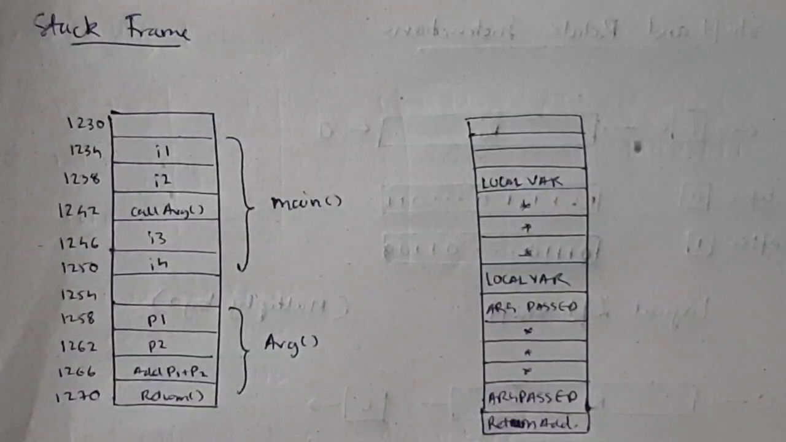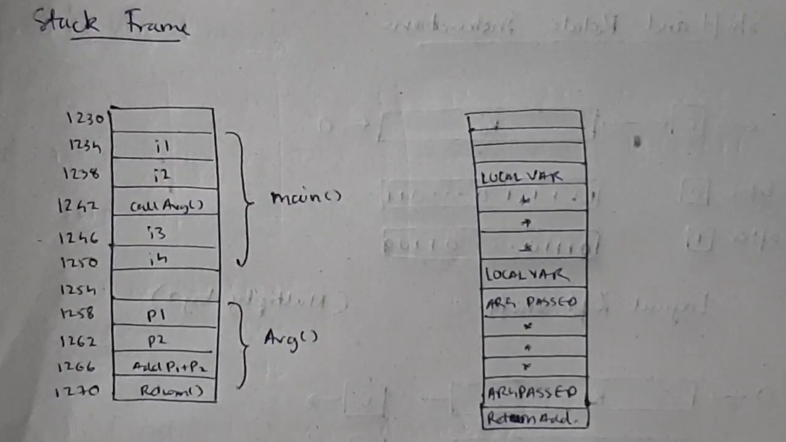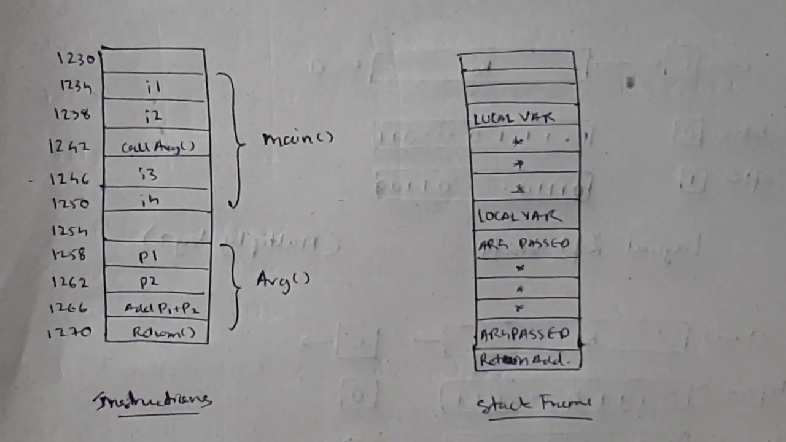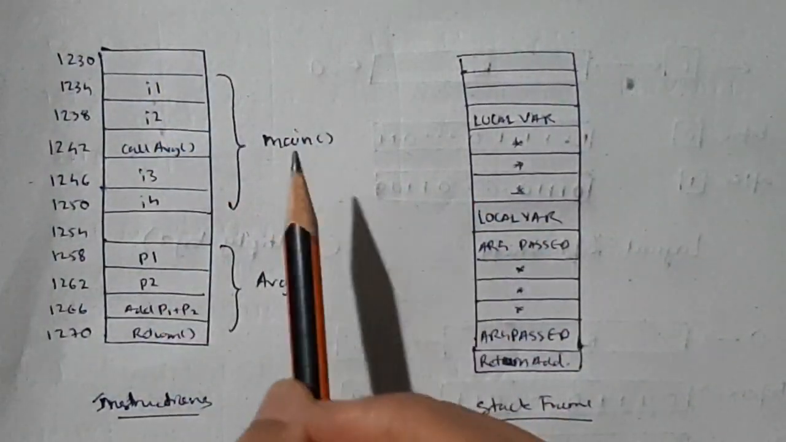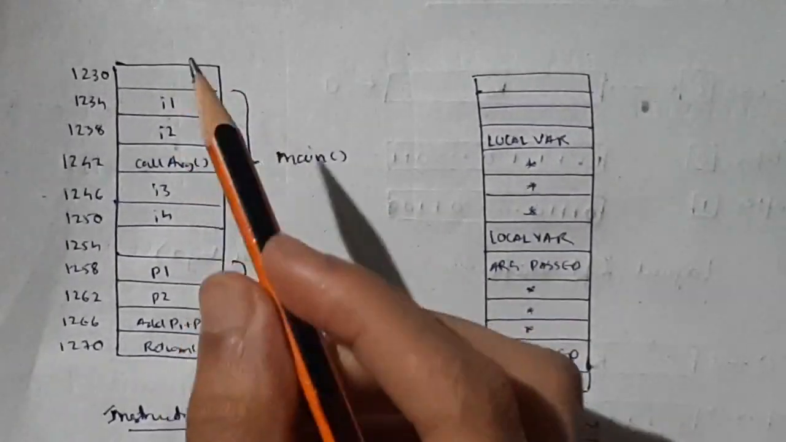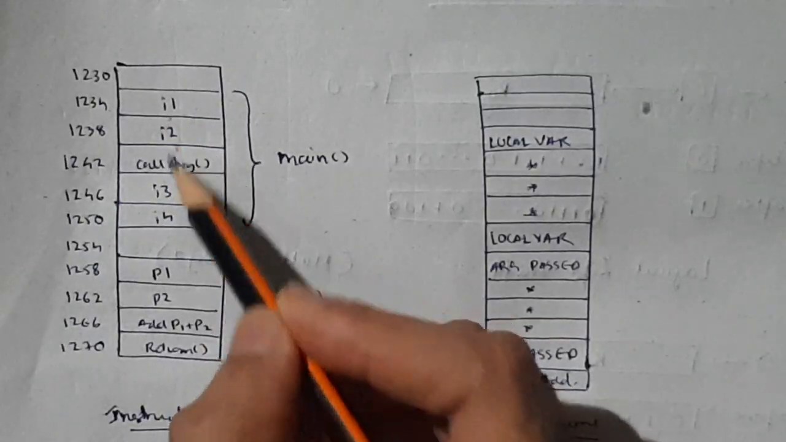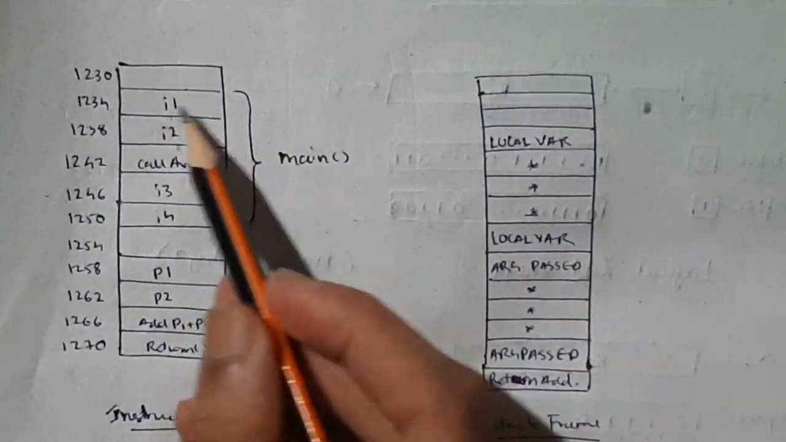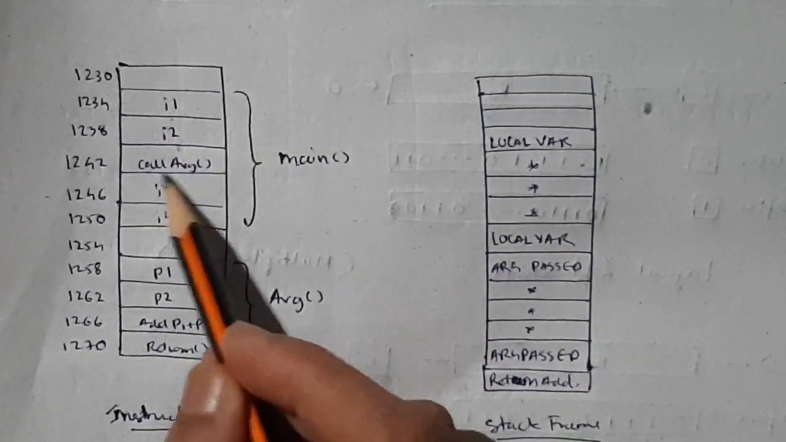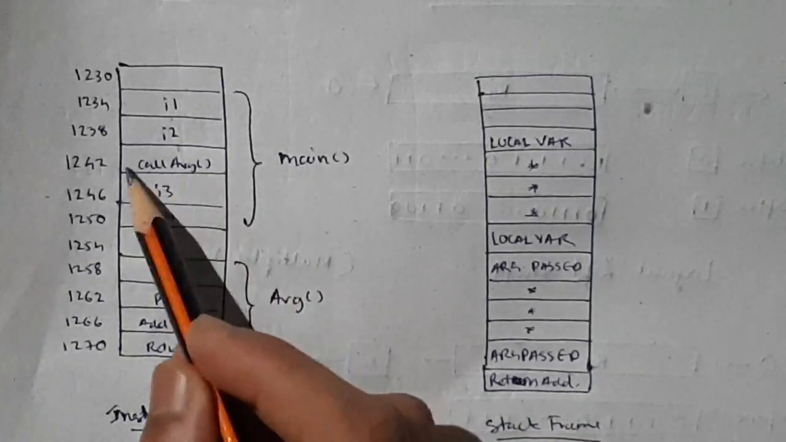Let's talk about stack frame. It has many parts. Let's see them one by one. These are the instructions in the memory, and this is the main function. Suppose the instructions are getting executed from here, and these are the variables in the main memory. The main has I1, I2, and a call to average, which is another subroutine being called here.